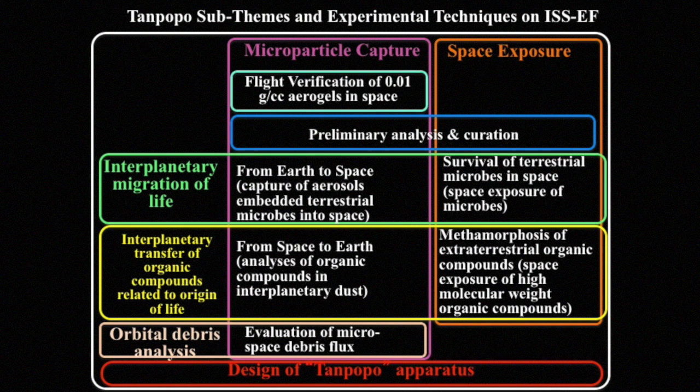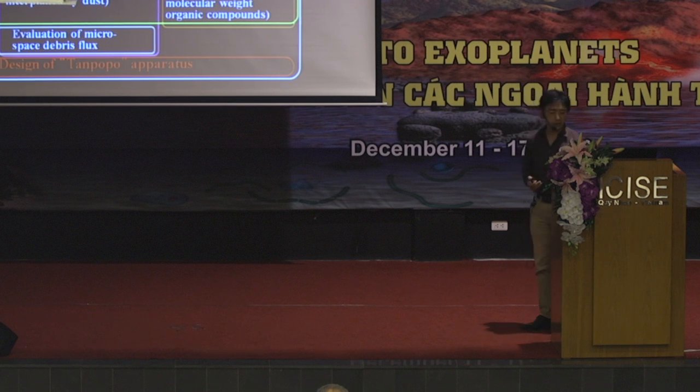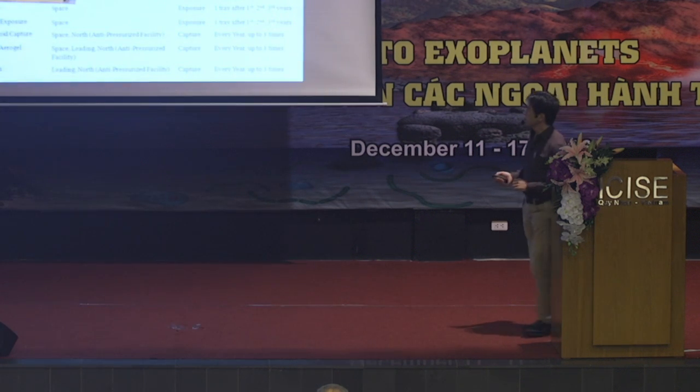The subdivision is that we have microparticle capture and space exposure experiments that might tell us about interplanetary migration of life precursors or life themselves, and organic compounds related to them. So these are two: life and life precursors. Orbital debris and apparatus are the technological aspects. In order to do so, we need both a capture experiment and an exposure experiment. For the exposure ones, of course, it has to be all of terrestrial origin, but nevertheless.